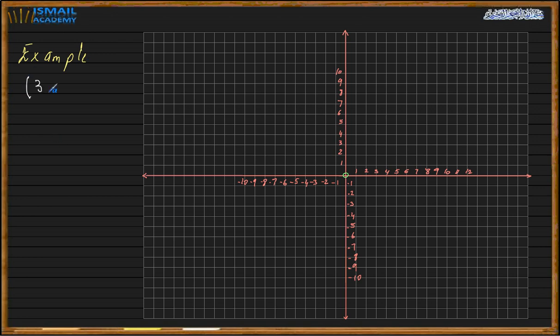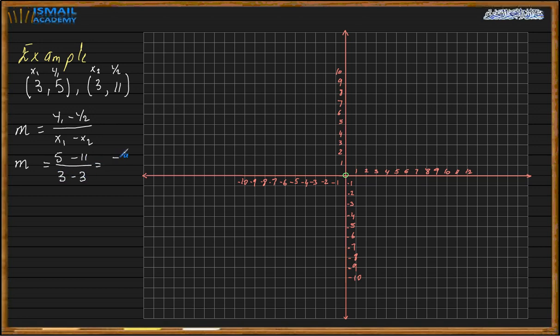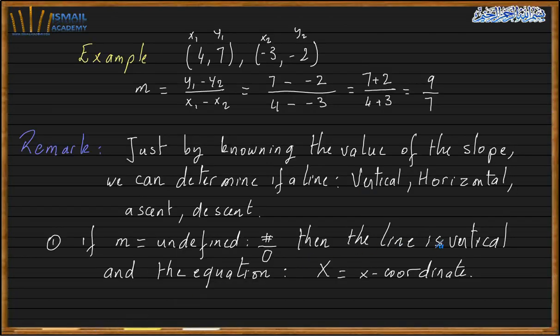So I want to find out the slope of those points. So we have 3, 11. So m will be, this is x1, y1, x2, y2. So y1 minus y2 over x1 minus x2. So m will be 5 minus 11 over 3 minus 3, which is minus 6 over 0. And this is undefined. So m is undefined. And we say if it's undefined, that means it's a vertical line. So if you remember, then the line is vertical.